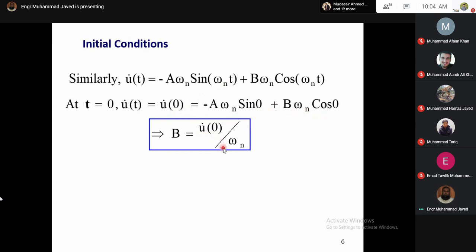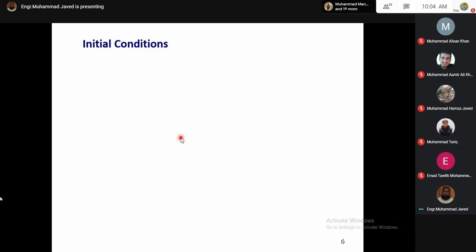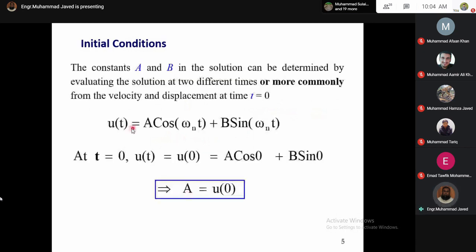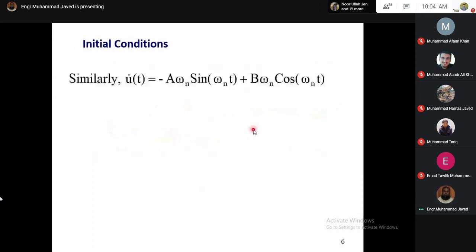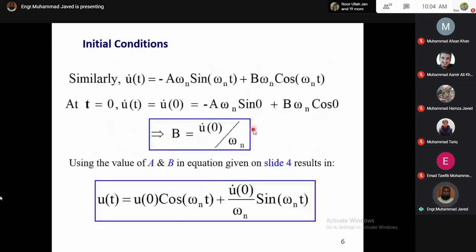Now the value of B and the value of A that you have found, put them in the solution. You will get this equation. So this is the solution to the equation of motion of undamped systems when subjected to free vibration.